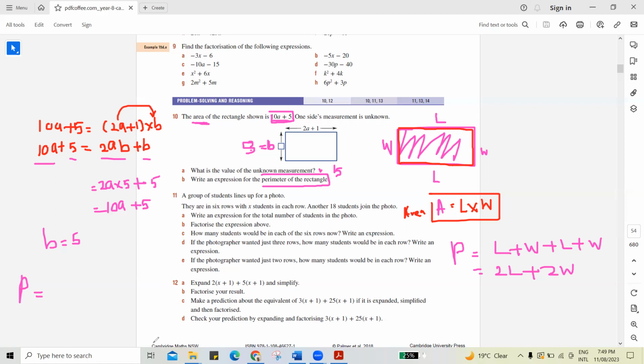Is doing the perimeter the same as doing the area? Yeah, area is multiply, right? LW. Hold on. Yeah, same.